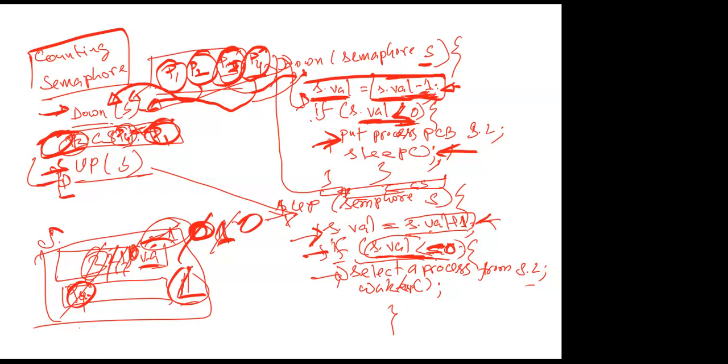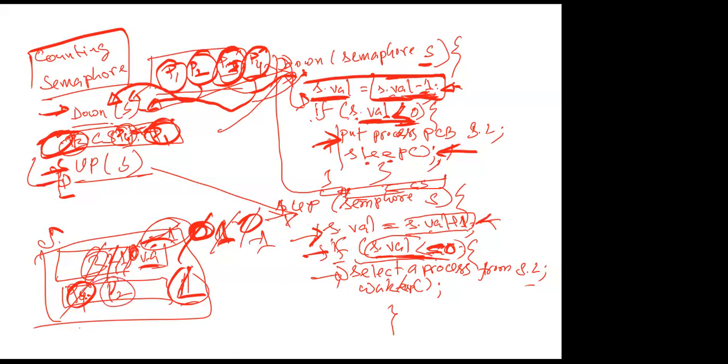Now let's say process P2 shows interest in entering this critical section. It will call this down function, so it will make s.value minus 1. If s.value is less than 0, the condition is true, then this puts the process in sleep mode. So P1 and P2 will be inside this list, in sleep mode.